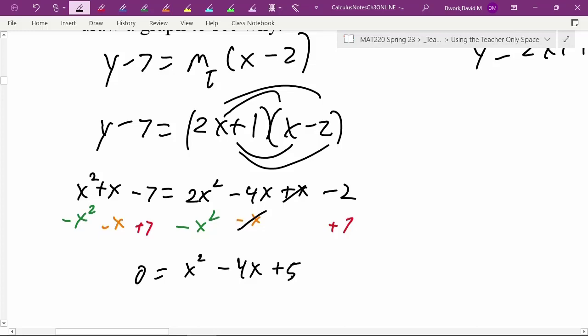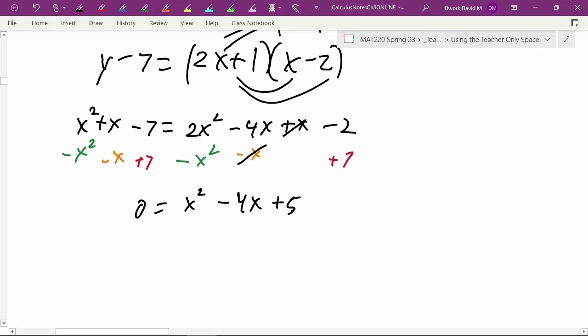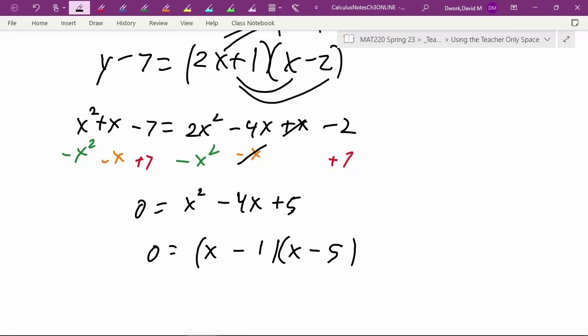Okay, seems very familiar to the last problem. What times what makes positive 5 and adds together to make negative 4? Well, multiplying to make a positive either means they need to be both negative or both positive. And because we need them to add together to make negative 4, they would have to be both negative. And what times what makes 5? Well, there's only one option, 1 and 5. And that does not add together to make negative 4. That would make negative 6. So this isn't going to factor.